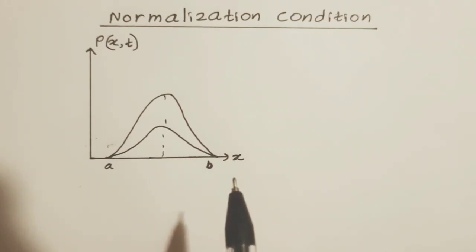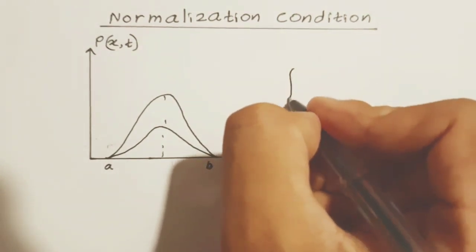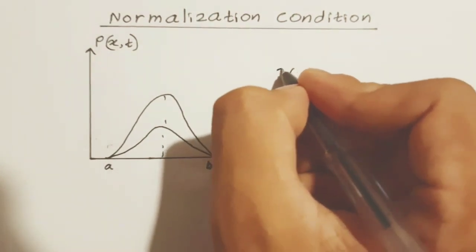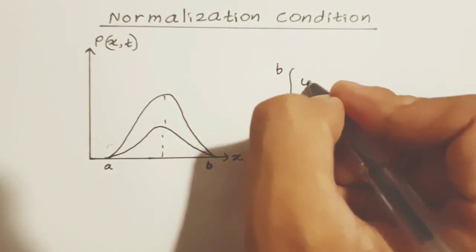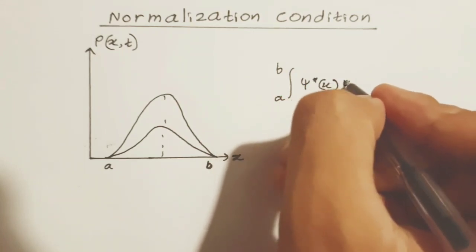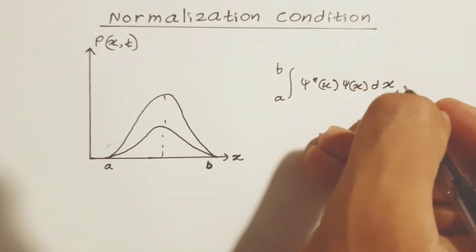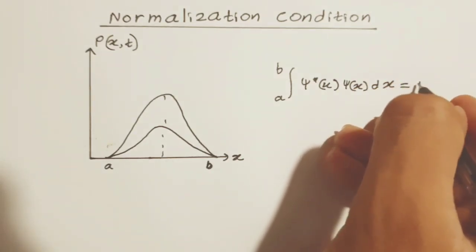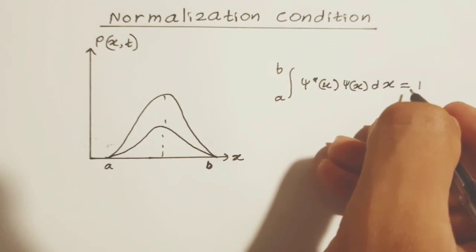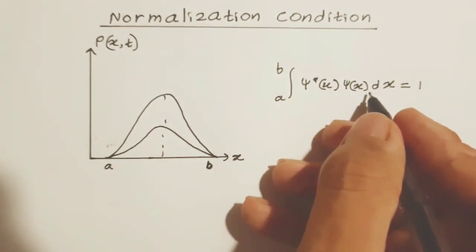When we take the condition to find the probability, we know the equation from A to B, as it lies only between A and B: the integral of psi star x times psi x times dx is equal to 1, as the probability is 1 in this particular region. So it's only the x direction, so we take it as a 1D term. When it's a 3D term, we get the whole space.